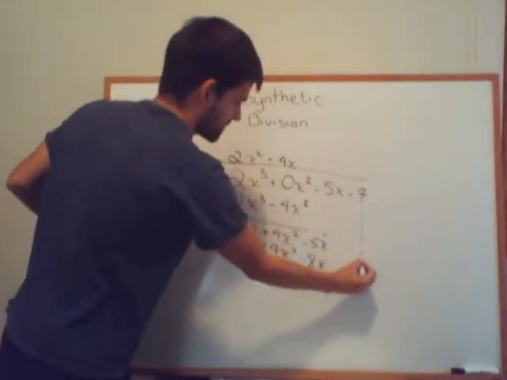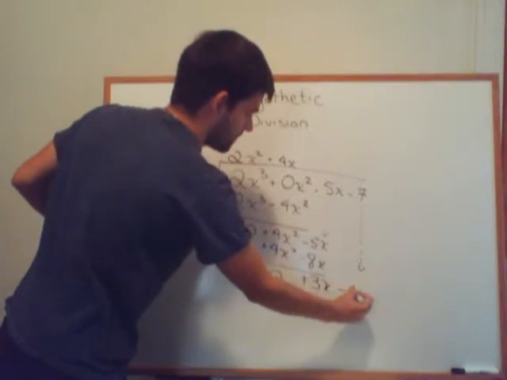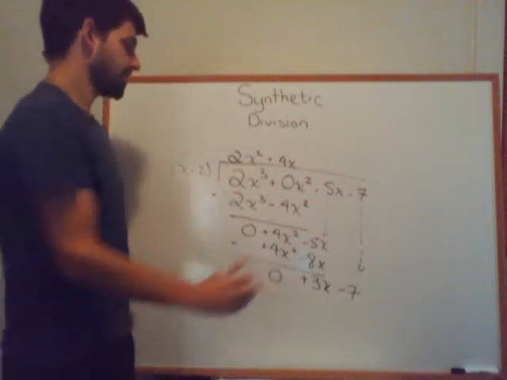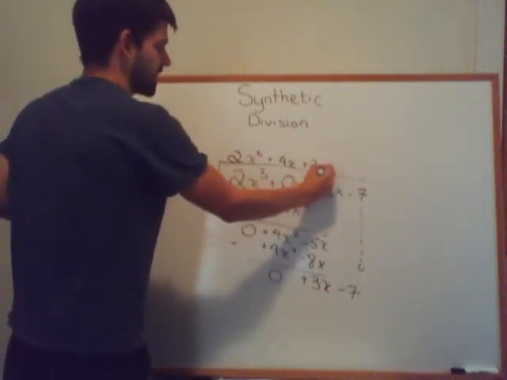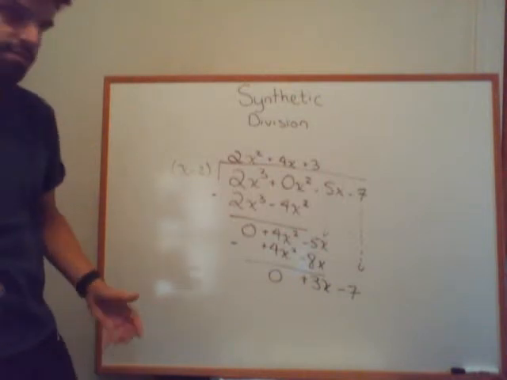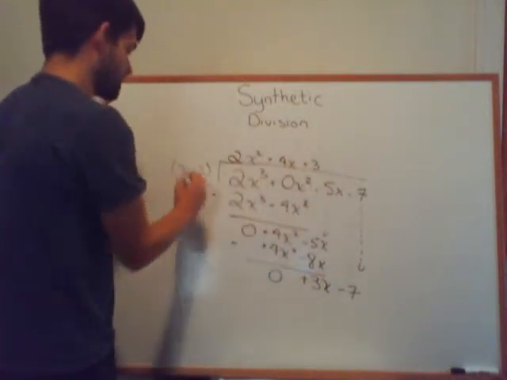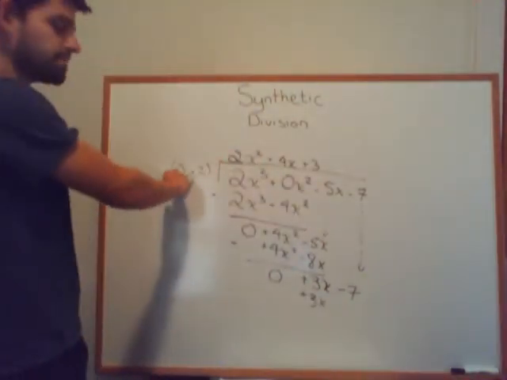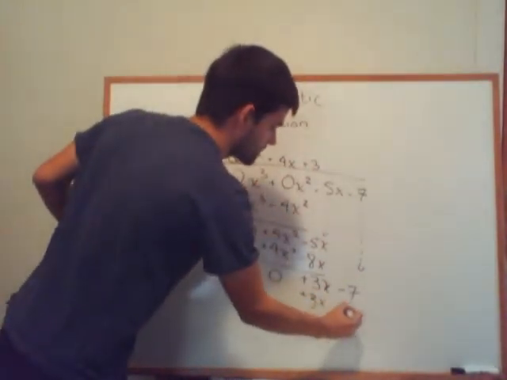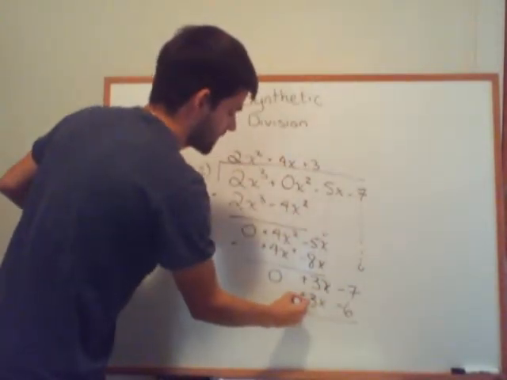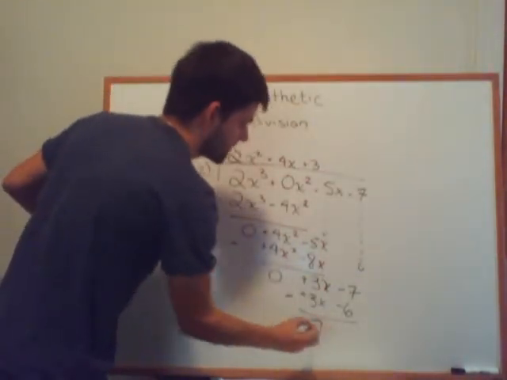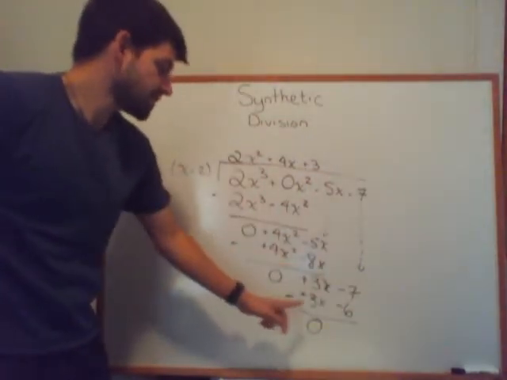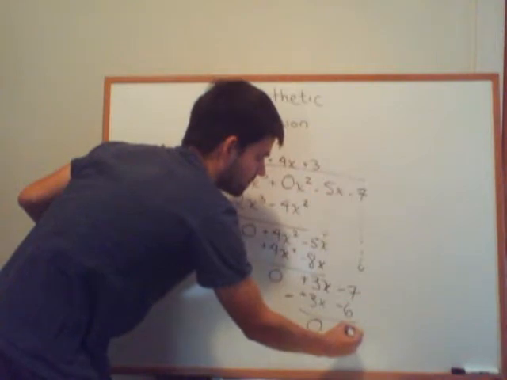Last but not least, go ahead and bring down the negative 7. So how many times can x go into 3x? Positive 3 times. Again, use the distributive property. So positive 3 times x is plus 3x. Positive 3 times a negative 2 is negative 6. Again, be very careful here. So these are going to cancel. Plus 3x minus positive 3x is 0. Negative 7 minus a negative 6 is a negative 1.